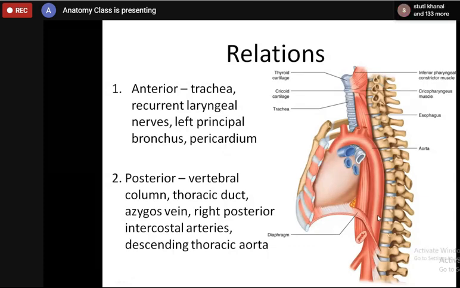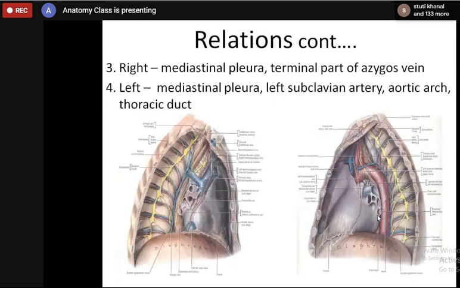So anterior relation and then posterior relation. Then talking about the right and left relation, on both sides, both right and left side, it is related with mediastinal pleura because it is passing through the mediastinum. Okay, on either side, lungs are there, which is covered by mediastinal pleura. So both on the right and left side, esophagus is related with mediastinal pleura.